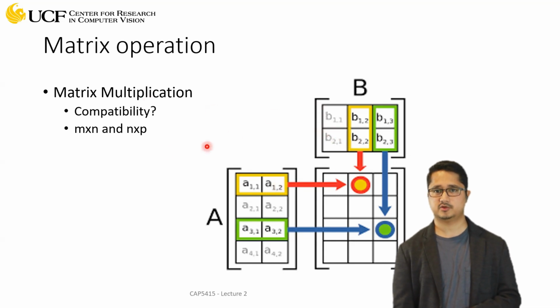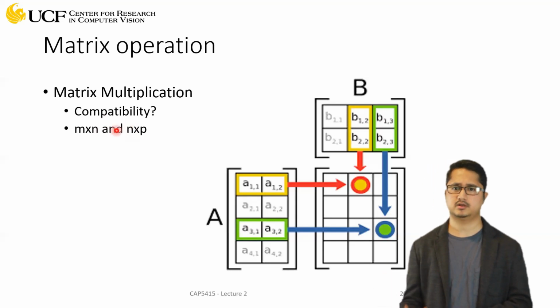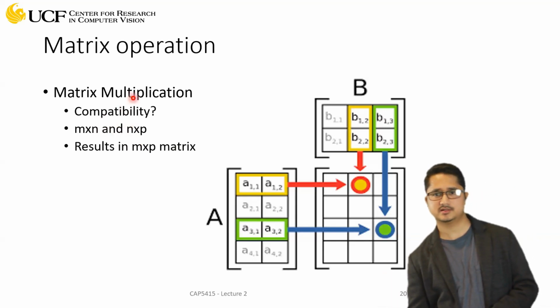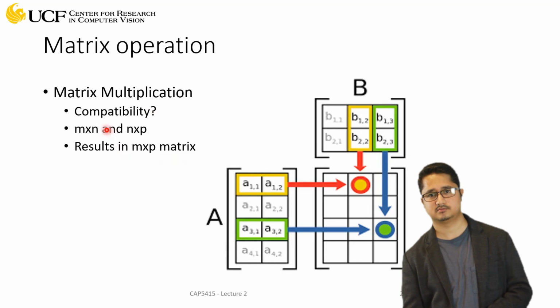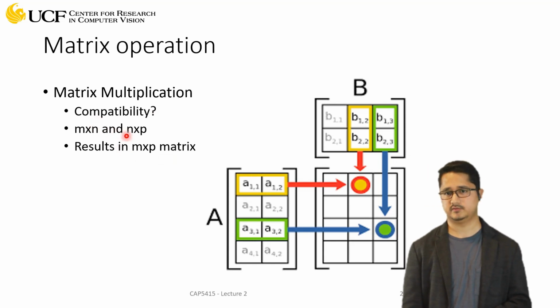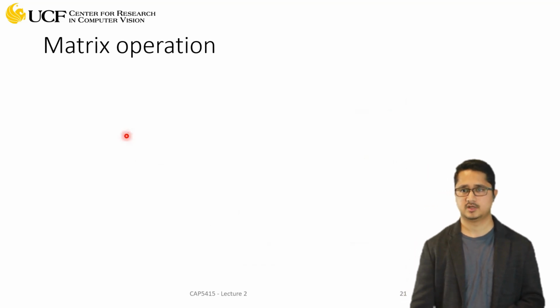In a more generalized form, if the first matrix is M cross N, where M represents the number of rows and N represents the number of columns, and the second matrix is N cross P, where N is the number of rows and P is the number of columns. M and P can take any value, but whatever value N has, it should be the same for these 2 matrices. That's the only condition. And the resultant will be an M cross P matrix. We just omit the N in between, which was common between these 2.